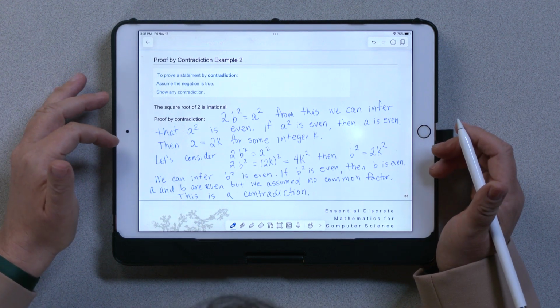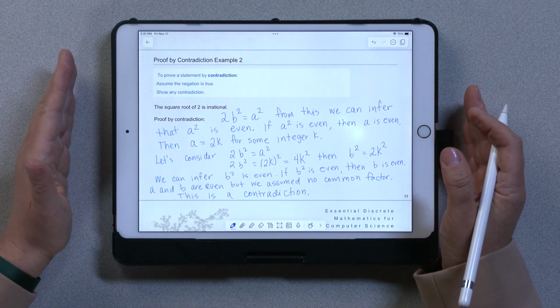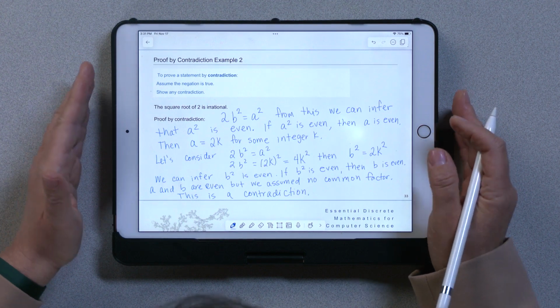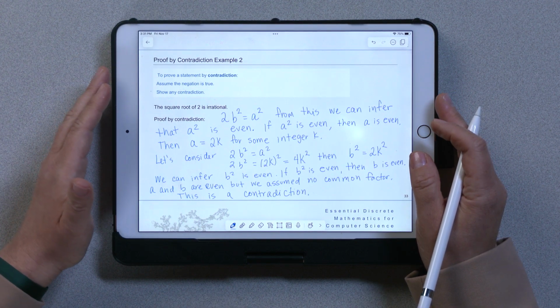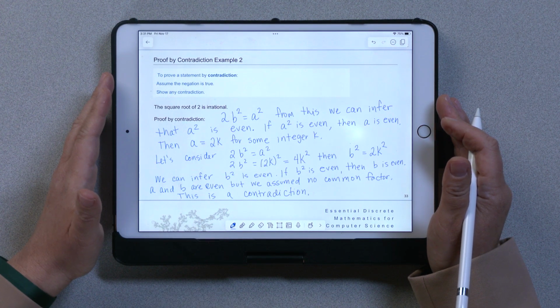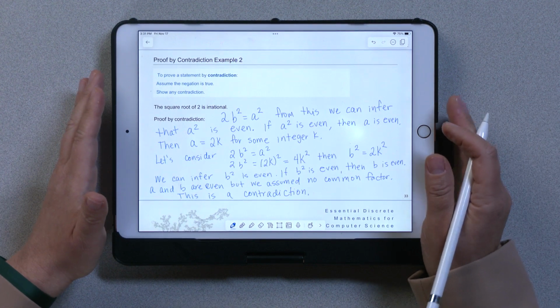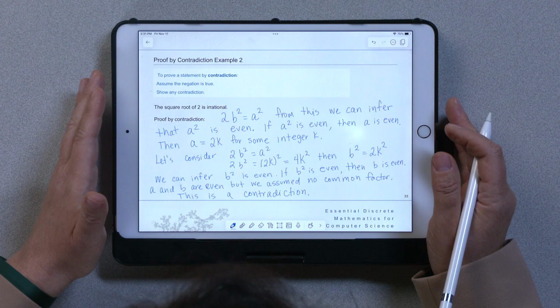But here, we showed that a and b actually would share a common factor of 2, and that's how we came across the contradiction. So once we had the contradiction, the negation, which is that the square root of 2 is rational, is false. Therefore, the original statement, the square root of 2 is irrational, is true.